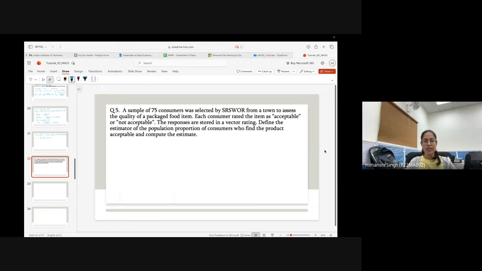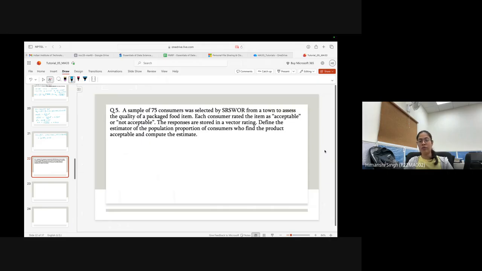The question says that a sample of 75 consumers was selected by simple random sampling without replacement from a town to assess the quality of a packaged food item. There were many people, but from those many people, only 75 observations are taken. Each consumer was asked to rate the item as acceptable or not acceptable. So the consumers will give you the answer whether the item is acceptable or not acceptable.